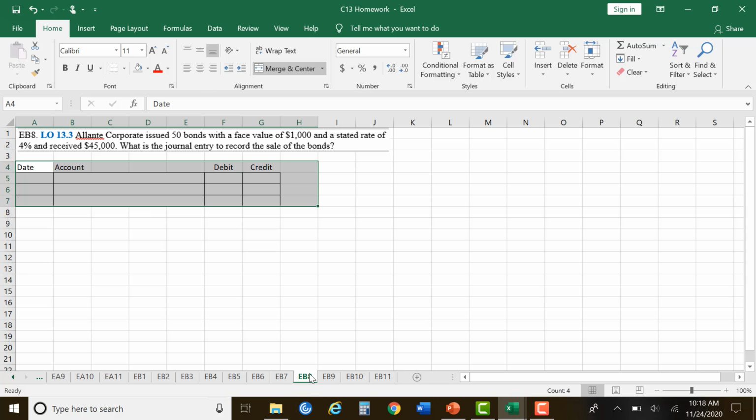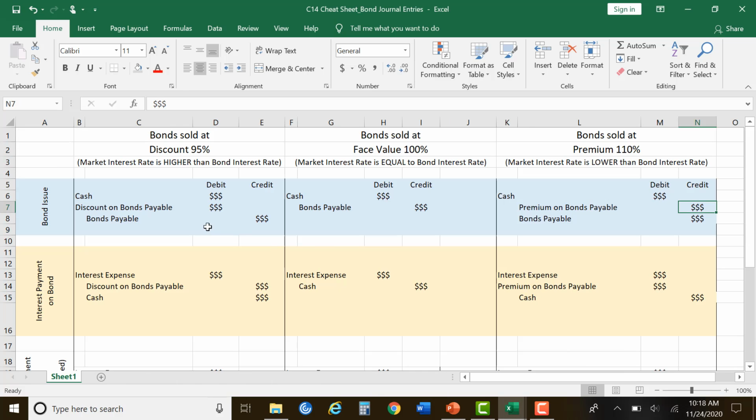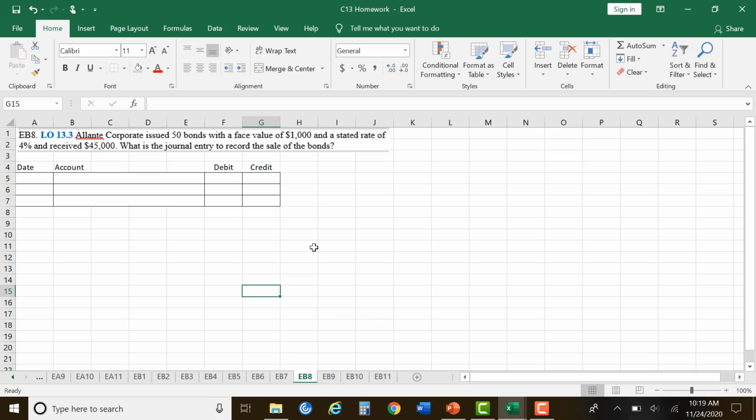For 8, you have 50 bonds with a face value of 1,000, so 50 times 1,000, $50,000, with a stated rate of 4% and received 45,000. So you had bonds for 50,000, you sold them for 45,000. So you sold them at a discount. Again, cheat sheet to the rescue. You're going to put what you received in cash. The bonds payable is going to be 50,000. It's going to be the full amount. But you only received cash of 45,000. So the discount on bonds payable is just going to be the difference between the two. So you should be okay with that one.